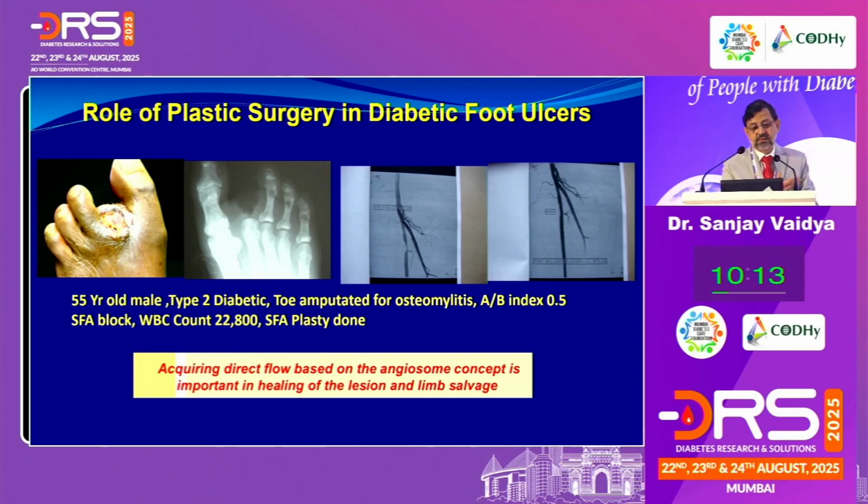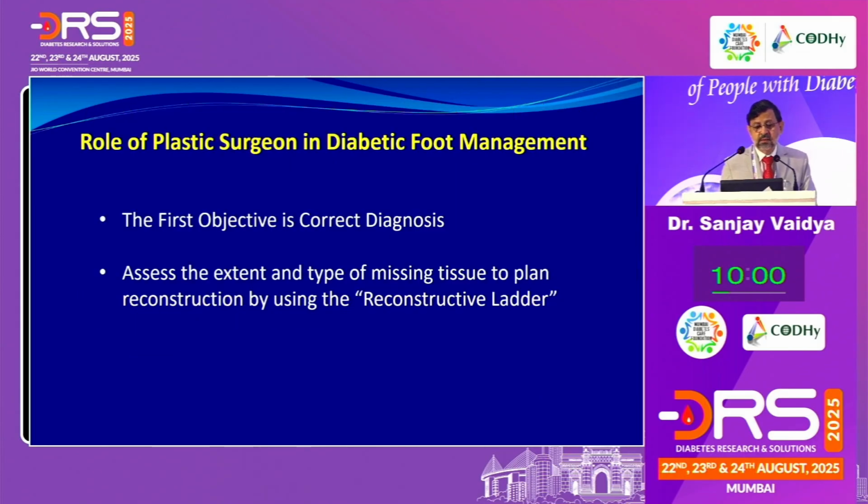Like here, actually this patient came to me from outside with a non-healing ulcer after second toe amputation. As you can see, there was an SFA block, so we got it opened, and subsequently, of course, just a small debridement and the wound went on to heal. So again, the first thing is to correct the diagnosis.